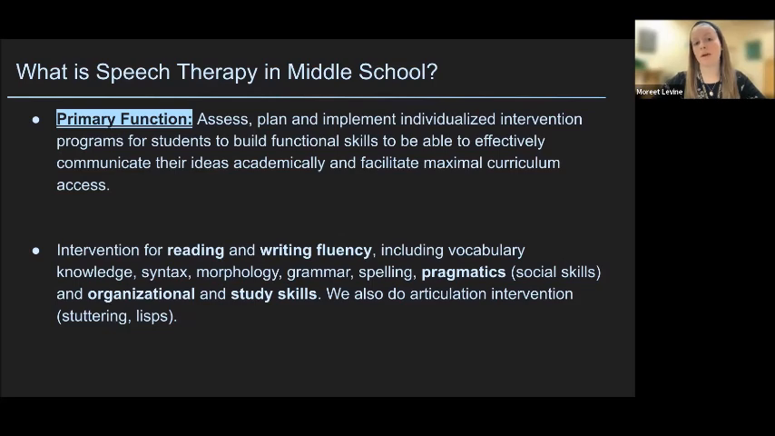And sometimes I work on pragmatics, which are social skills, because speech therapists help our clients with communication, which is broader than just reading and writing. So also sometimes social skills, depending on the student.